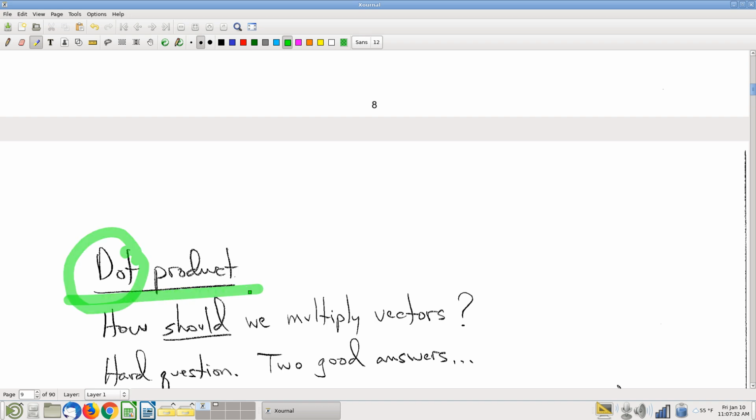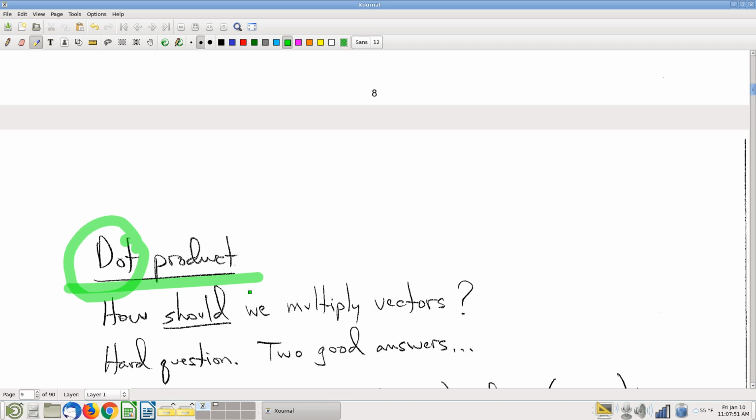Please do not call this the product of two vectors. I don't know what you mean. There's two products. We'll talk about the other one Monday. But the product is ambiguous. There's a dot product that we'll talk about today, and there's a completely different kind of product that we'll talk about later.